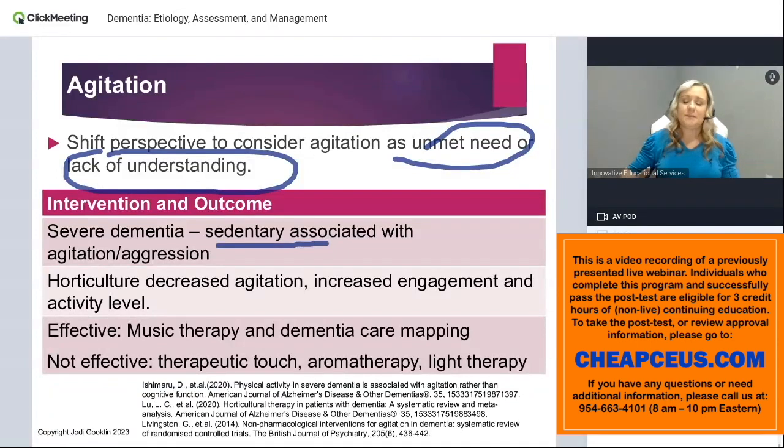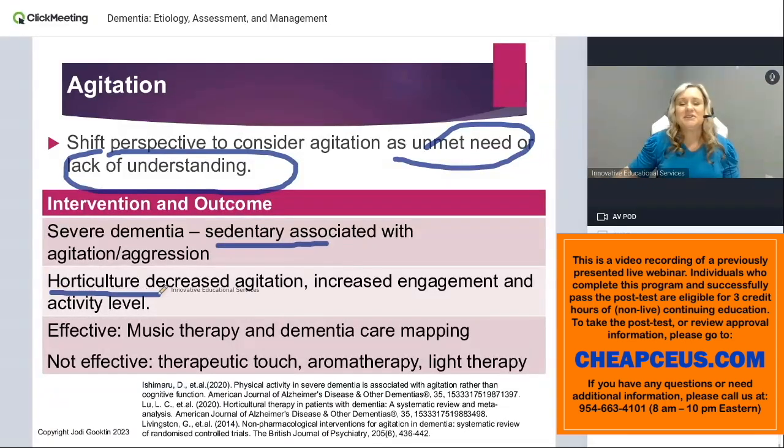That activity somehow, particularly outside, if possible, later in the day, seems to decrease the amount of agitation the individual experiences. And the time of day that they found most often individuals are sedentary is in the morning. So maybe that's the time to schedule someone for their therapy session as you're building their day.